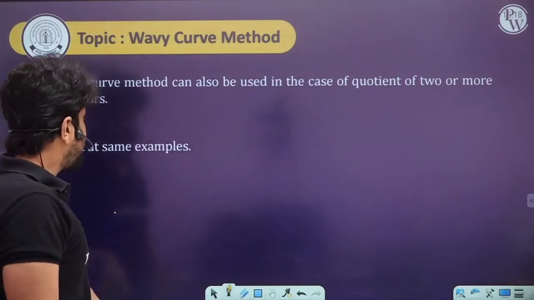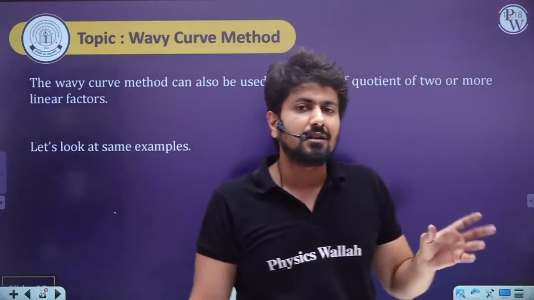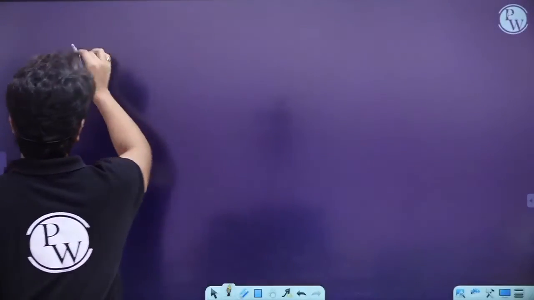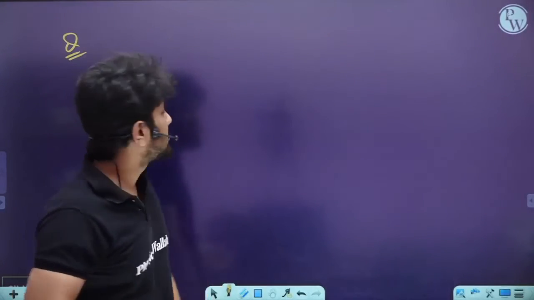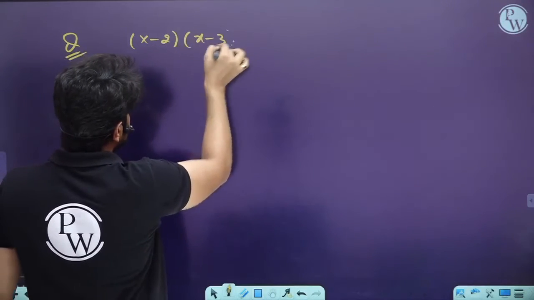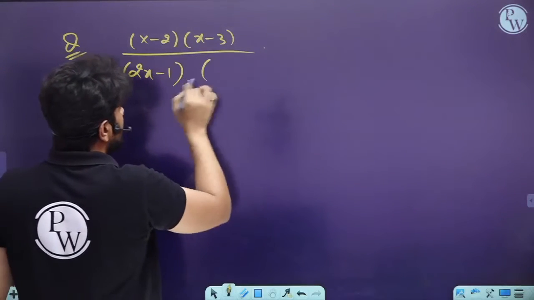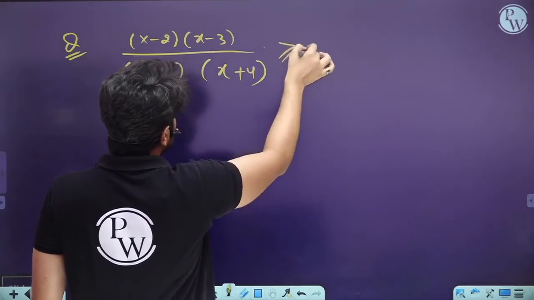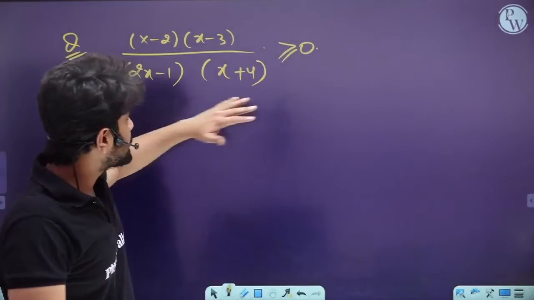So basically, the Wavy curve method can be used when we have two or more linear factors. When we have more linear factors, then also we can use the Wavy curve method. Even if we have factors in the division, then also we can use it. Suppose I give you a question like this: x minus 2, x minus 3, then we have a factor of 2x minus 1 in the denominator. We have the factor of x plus 4 in the denominator, greater than or equal to 0. Suppose this is the question I am asking you. How are you going to solve this question?